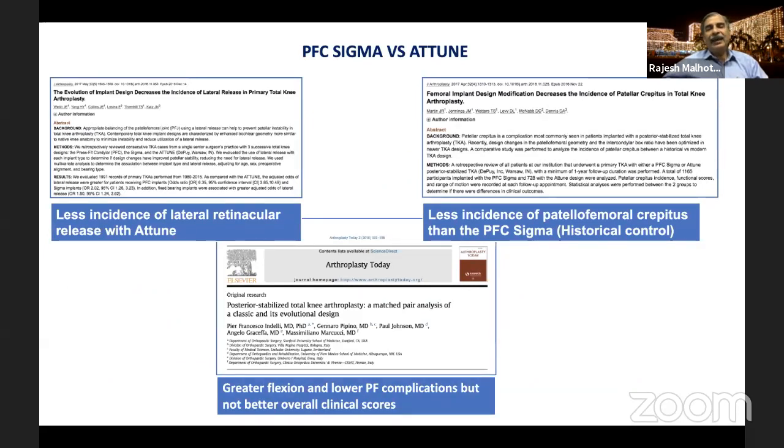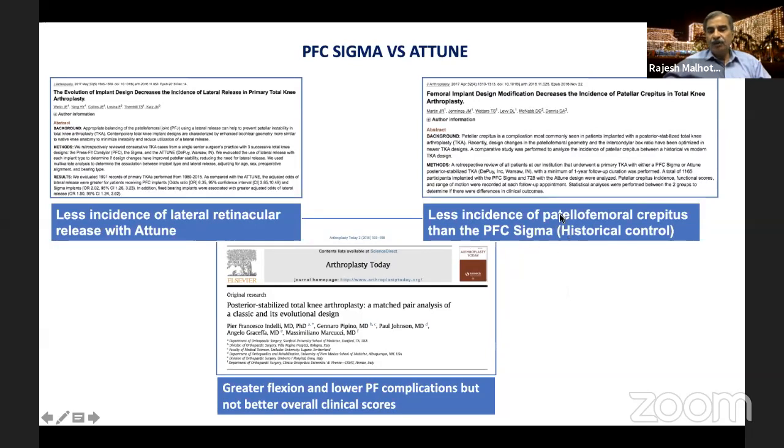Now let's compare PFC, like we compared next gen with Persona. Let's compare PFC Sigma with the Attune, the old design and the new design of a company. Now there's a lesser incidence of lateral retinacular release with the Attune. There's less incidence of patellofemoral crepitus with Attune than with PFC.